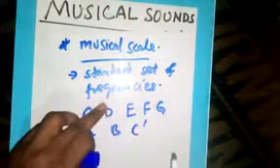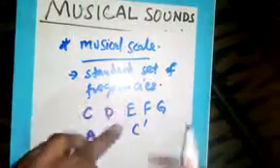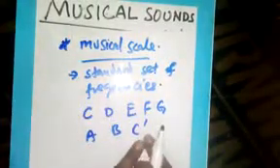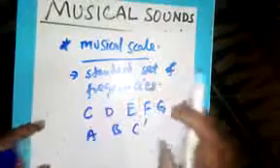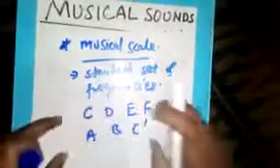D, it has its frequency. E, it has its frequency. F up to C dash. Therefore, this is a scale. This is a musical scale. This is the set of frequencies.